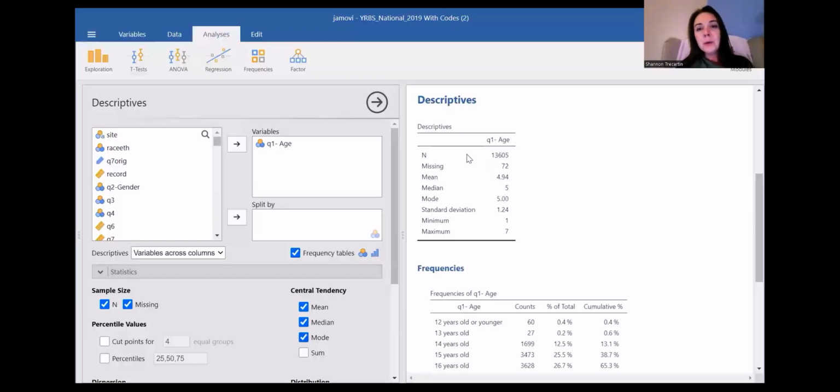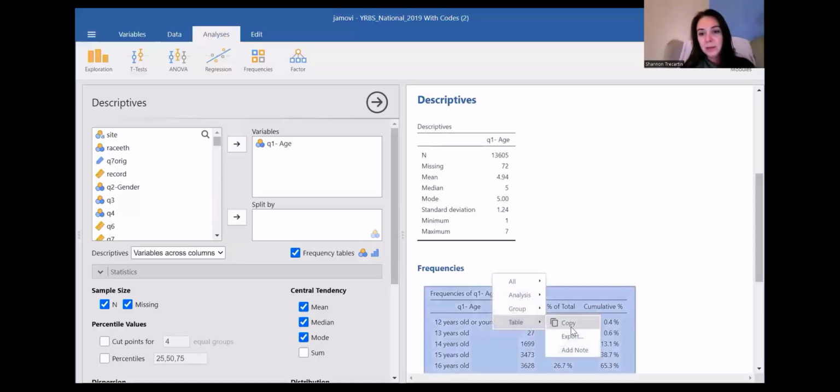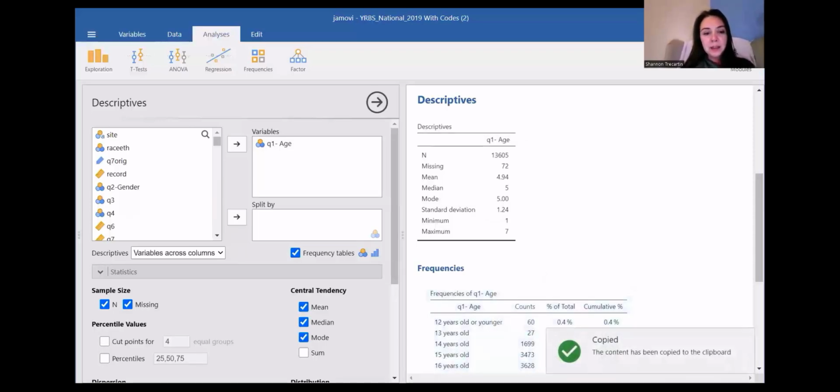So let's see what we have here. We have 2 descriptive boxes. The first thing you're going to do is you're going to right-click on this, and you're going to copy it. And then you're going to go over to your lab assignment, and you're going to paste the first table here. And then you're going to go back and get the second table, right click on it, copy it, and paste it right below the previous table.